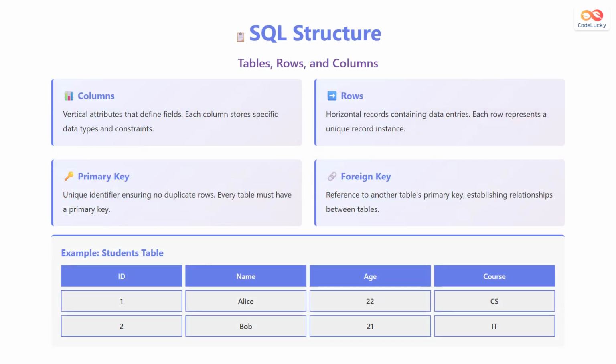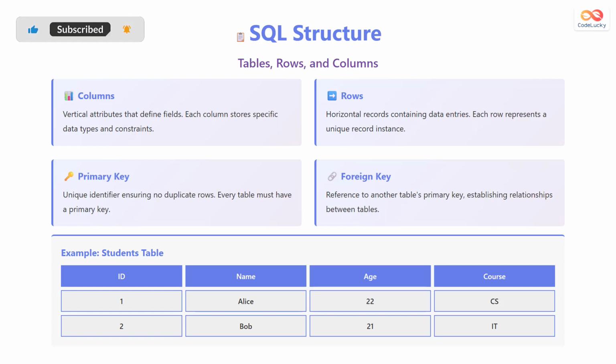Let's break down how SQL databases are structured. SQL organizes data into three fundamental components. First, we have columns. Columns are vertical attributes that define fields in your database. Each column stores a specific data type, like numbers, text, or dates. Second, we have rows. Rows are horizontal records containing actual data entries. Each row represents one unique record or instance. For example, if you have a student's table, each row would represent one student.